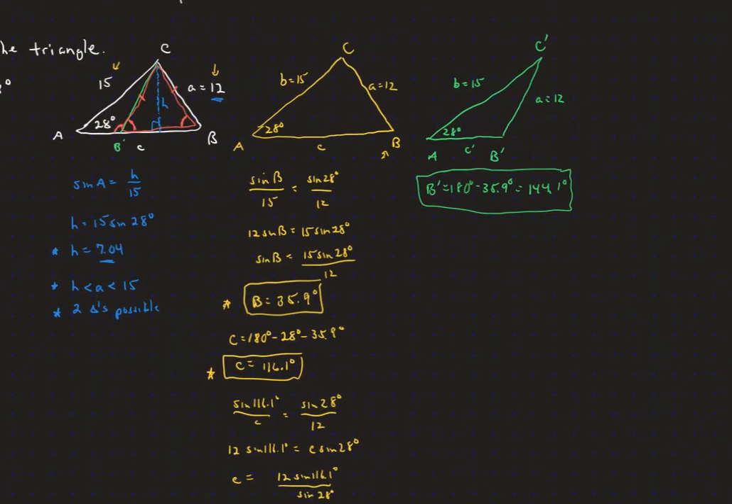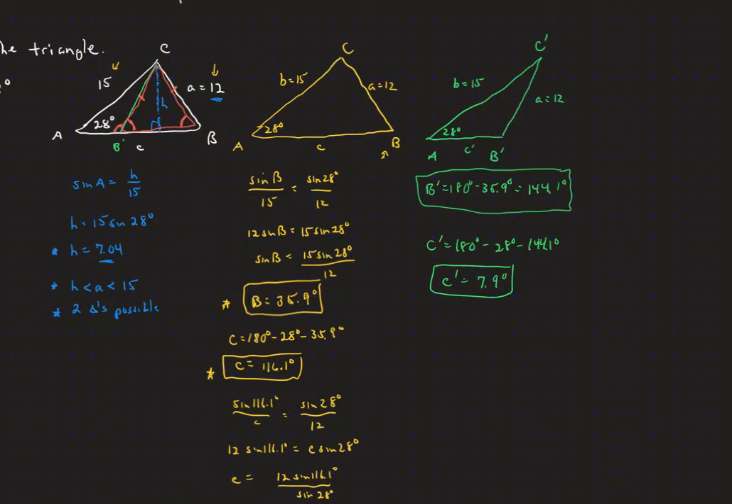Now back to the green triangle. We know now angle A and angle B prime. So let me switch back to green there. So angle C prime is going to be 180 minus the 28 minus our 144.1, which is going to be 7.9 degrees, pretty small. So that's our little angle up in the corner there.